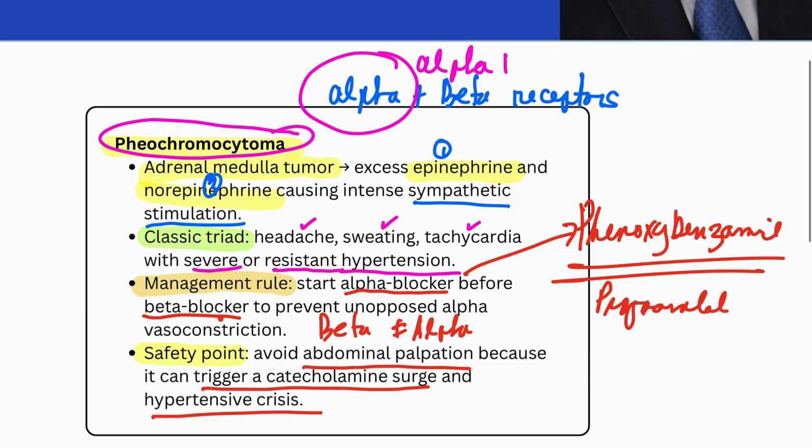Adrenal tumor, when we talk about pheochromocytoma, right? The tumor is in the medulla. So if they want to be very specific, it's in the adrenal medulla, not in the adrenal cortex. It causes severe, very high hypertension, and the medication is an alpha blocker first. So in this scenario, phenoxybenzamine first before a beta blocker, such as propranolol. I'm just giving an example.